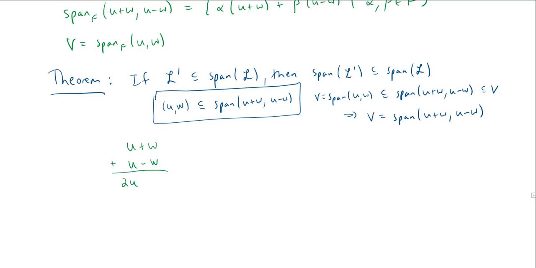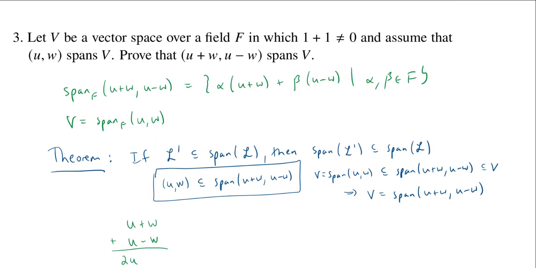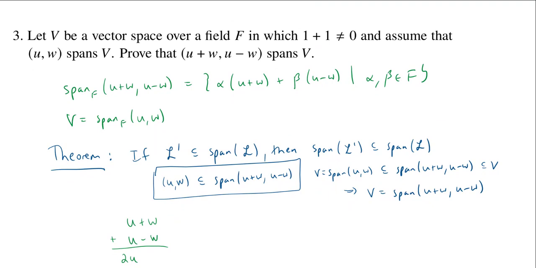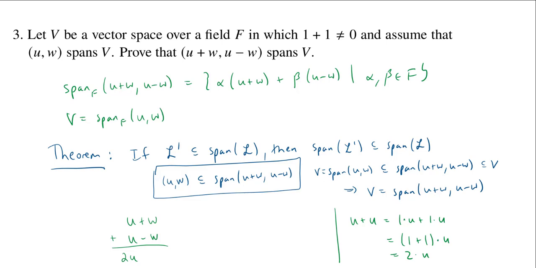And this is exactly the point where we needed this weird extra hypothesis. We're assuming that 1 plus 1 does not equal 0. If I, on the side here, write u plus u, this is the same thing as 1 times u plus 1 times u, which is equal to (1 plus 1) times u, which is equal to 2 times u. Now, if 1 plus 1, and that's what 2 is supposed to be, if 1 plus 1 was equal to 0, then I would get 0 times u. That would be really weird.